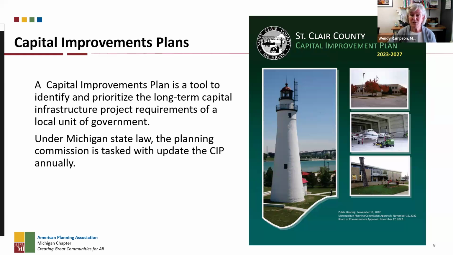Examples of the ways in which a CIP can be used to support resiliency objectives include things like relocating at-risk roads, acquiring land for flood protection, incorporating green infrastructure into the stormwater system, and maybe even setting up resilience hubs for sheltering populations during heat events or snowstorms.